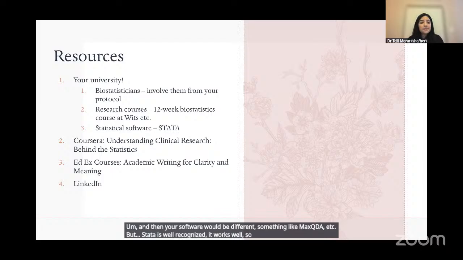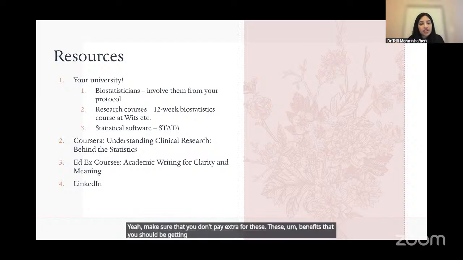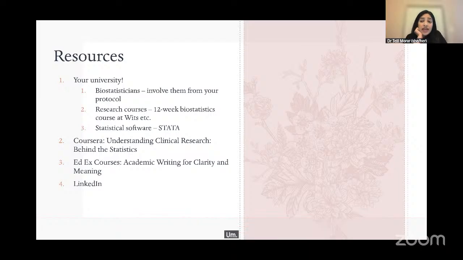So yeah, make sure that you don't pay extra for these benefits that you should be getting because you pay fees.